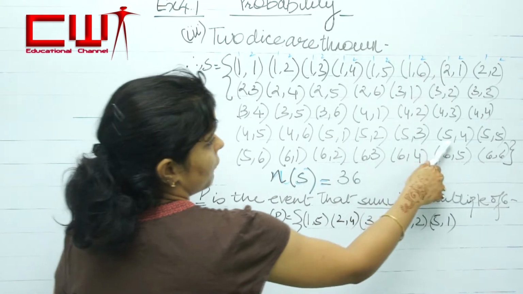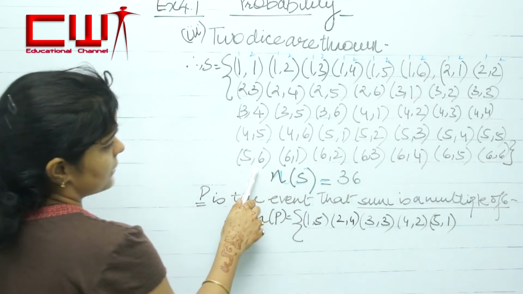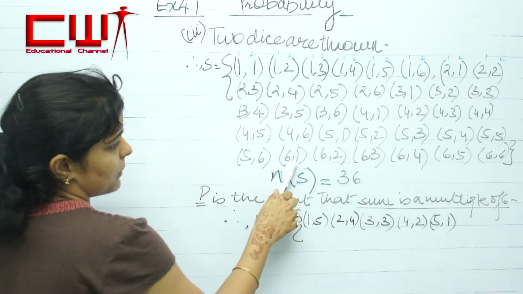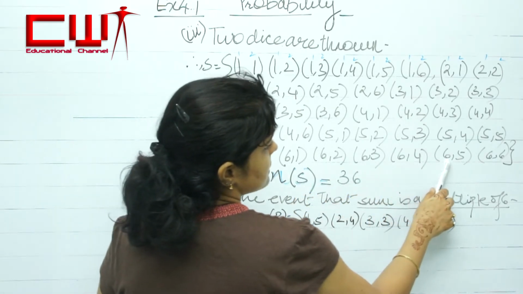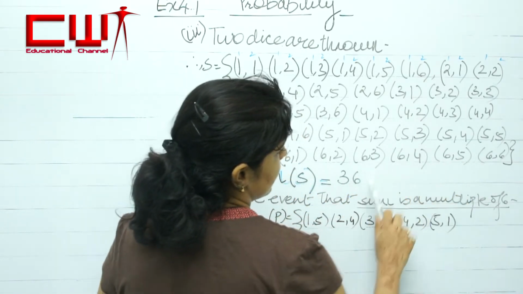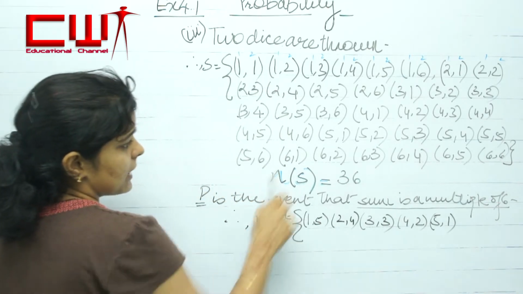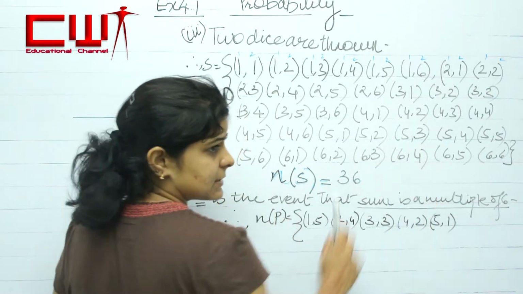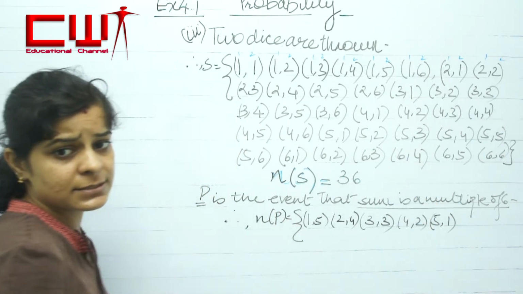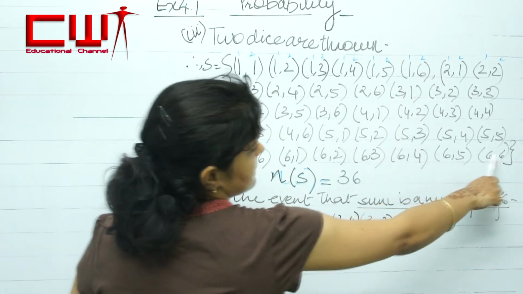5, 2, no. 5, 5; 5, 6, that will not come. 6, 1, not come. 6, 2; 6, 3; 6, 4; 6, 5; 6, 6 will come. After that you see that 6, 1; 6, 2, this will not come because the sum doesn't come in the table of 6. So you will have the last number 6 and 6.